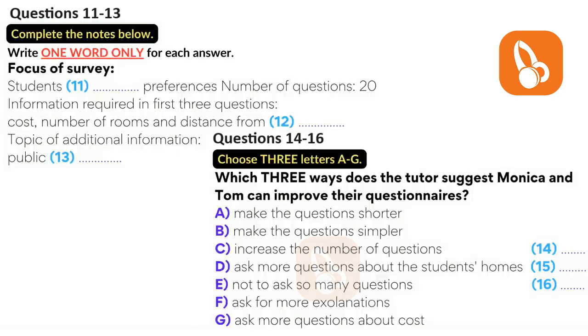Well, yes. Some of the questions are actually quite complicated. I think you should make them clearer. I mean, I think they should be easier to understand. And what do you think about asking more questions about cost? No. I don't think you need any more about cost, but you could ask a couple more questions about the reasons for students' decisions. So we should ask some more questions with why? Yes, I think you'd get quite a lot more information if you did that. Thank you.